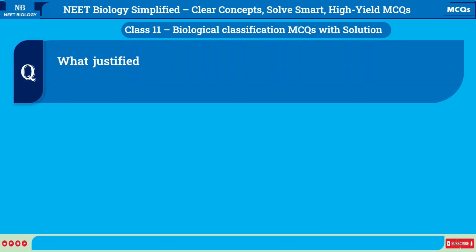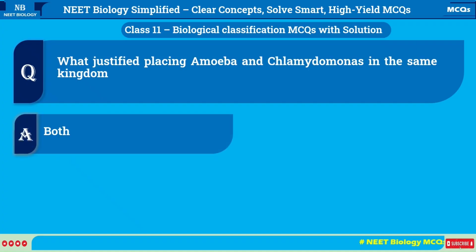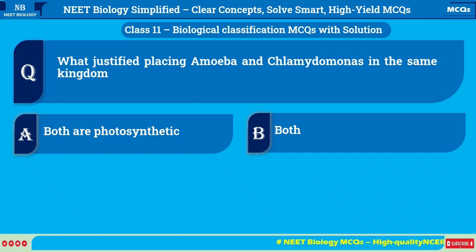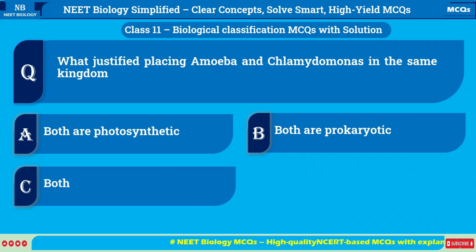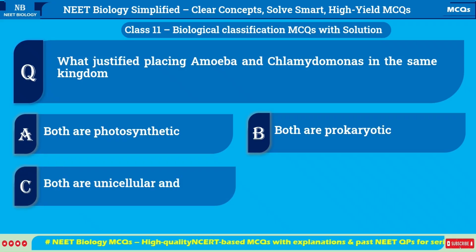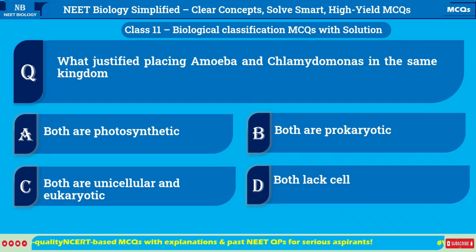What justified placing amoeba and Chlamydomonas in the same kingdom? A. Both are photosynthetic. B. Both are prokaryotic. C. Both are unicellular and eukaryotic. D. Both lack cell walls.